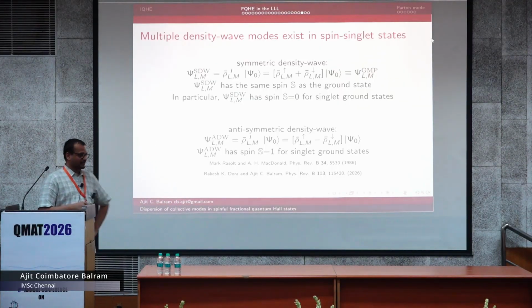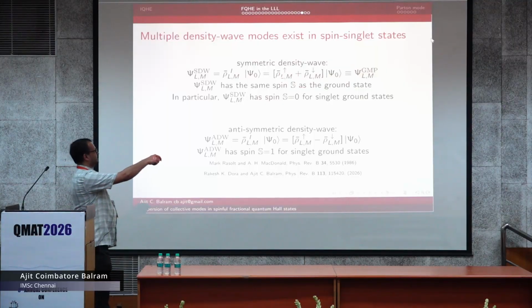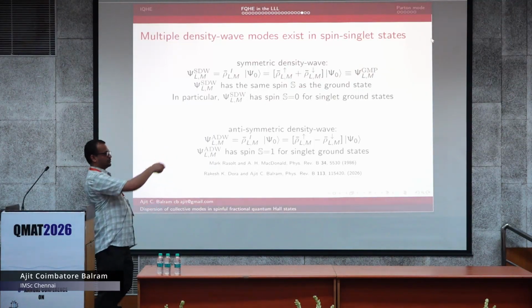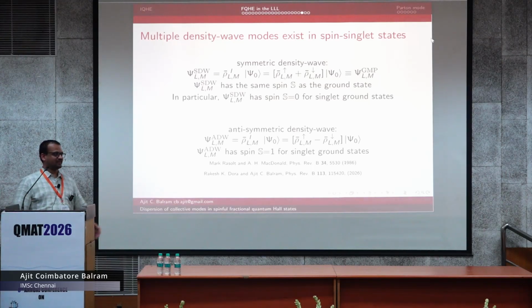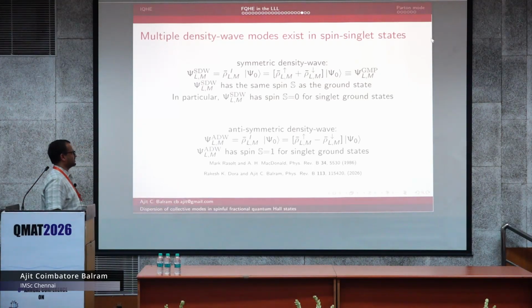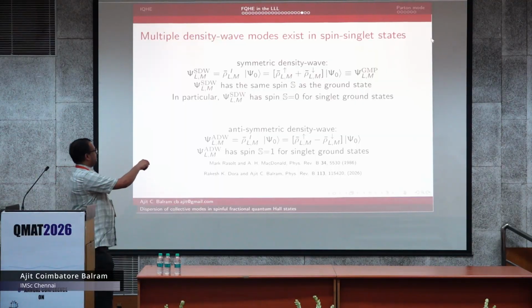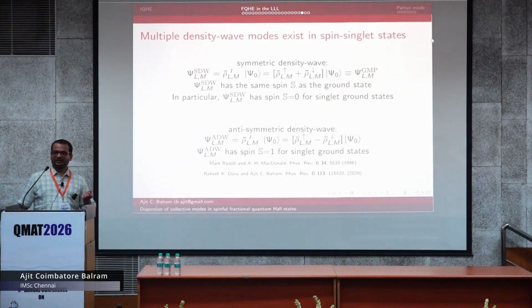One combination is the symmetric combination, which I call the symmetric density wave. You take rho bar up plus rho bar down. And this is exactly the operator that GMP had in mind. This is just the total density, and you apply the total density operator on the ground state. The nice property of this mode is that it has the same spin as the ground state. So if you act it on a singlet state, it also carries s equal to 0.